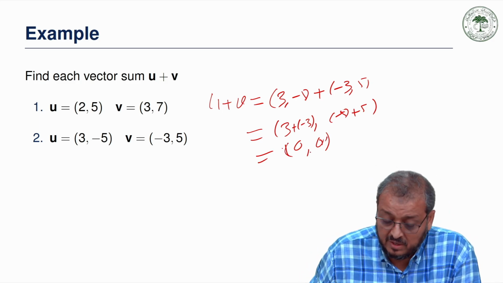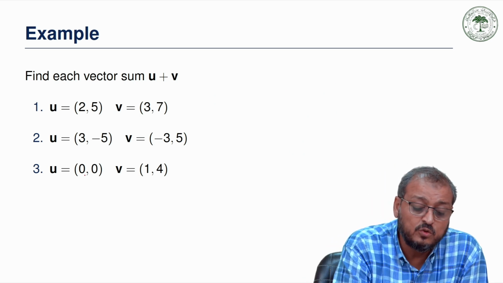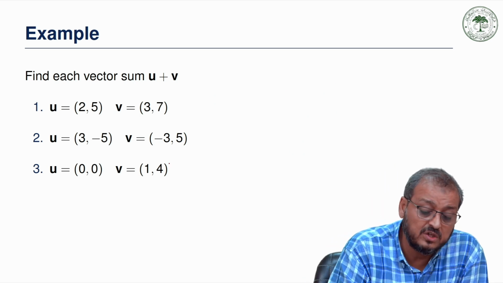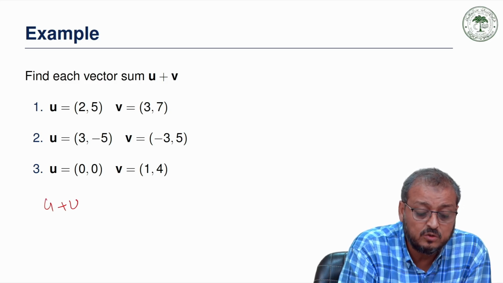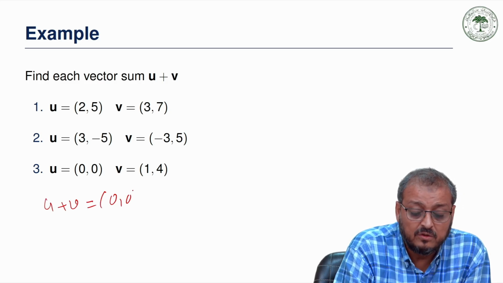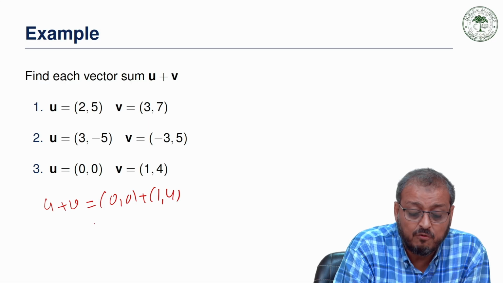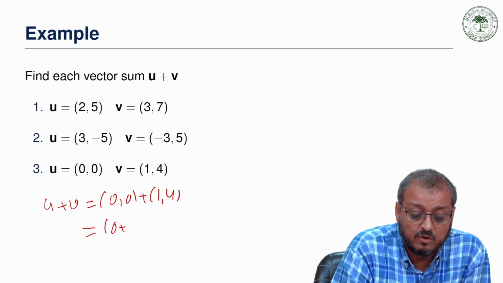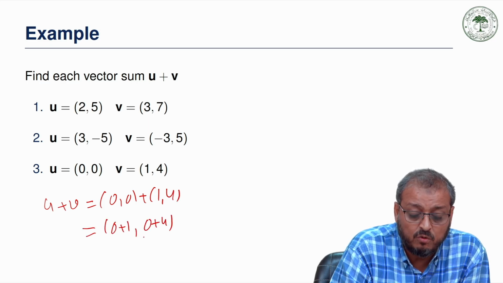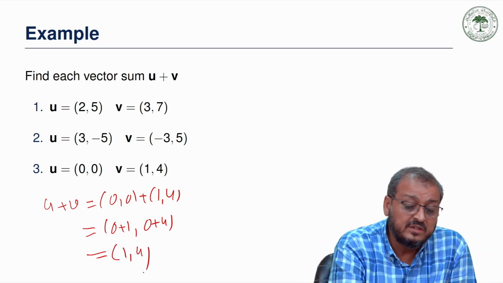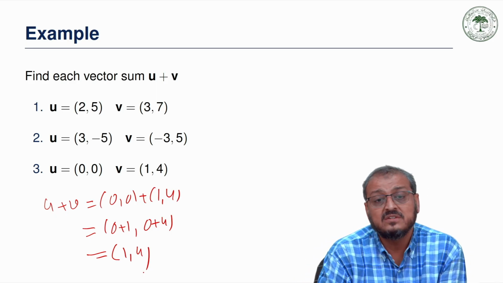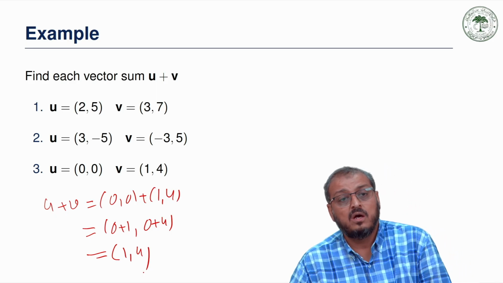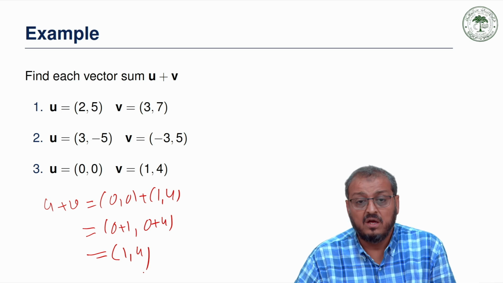Similarly, we can add in another case where u is equal to 0, so u plus v gives you v itself. In the third case, u plus v is equal to 0, 0 plus 1, 4, which can be written as 0 plus 1 and 0 plus 4, and this is 1 and 4. So we can simply say that addition of two vectors is done by adding component-wise.